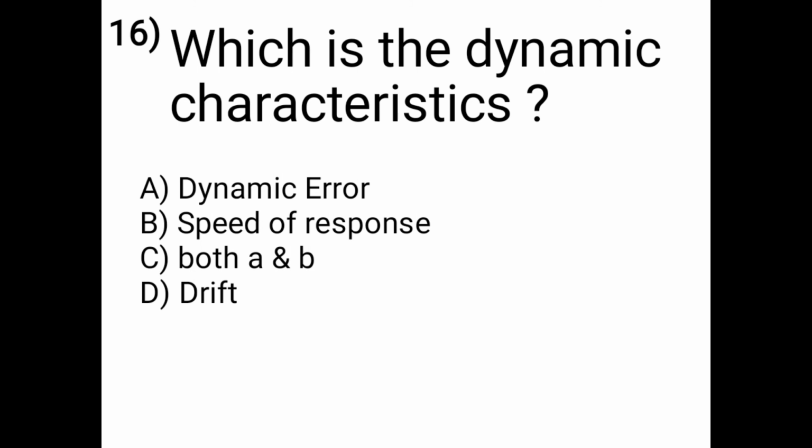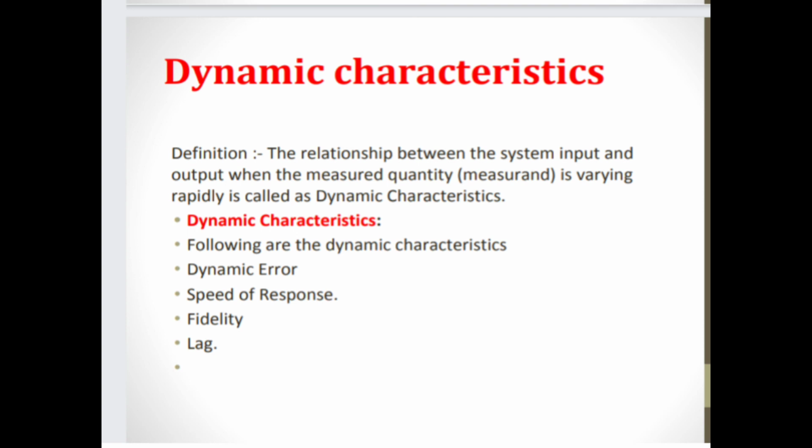So here we see what the dynamic characteristics are in detail. The definition of dynamic characteristics is that the relationship between the system input and output when the measured quantity is varying rapidly is called the dynamic characteristics. Following are the dynamic characteristics: first is dynamic error, second is speed of response, third is fidelity, and fourth is lag. So these are the dynamic characteristics. MCQs are asked on this.